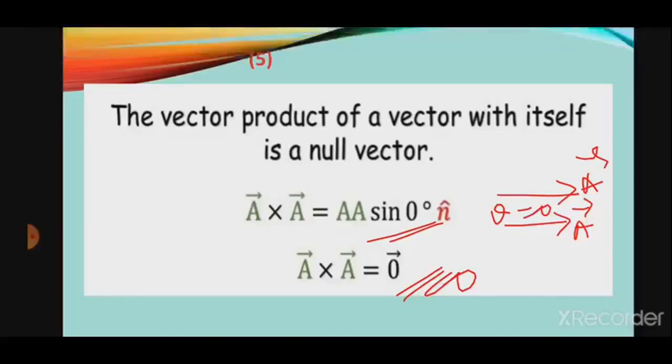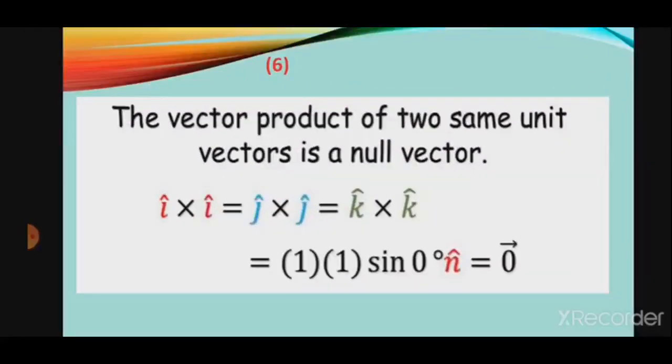Okay. Next, sixth property. The self vector product of unit vectors is 0. This is also 0 because both are the same vector: i unit vector cross i unit vector. What is the value? 0, that means null vector. j unit vector cross j unit vector is equal to k unit vector cross k unit vector. So all the values become 0 because the angle theta is equal to 0 degrees. So sin 0 is equal to 0. Are you clear, children? Okay.